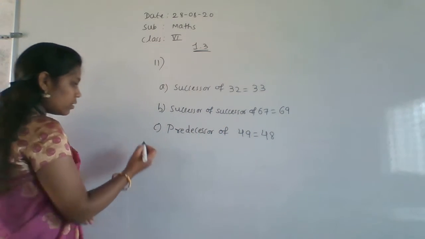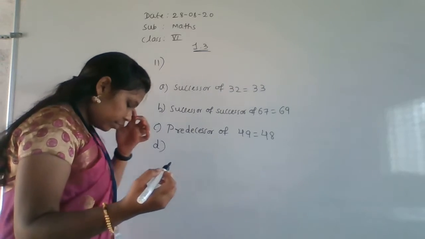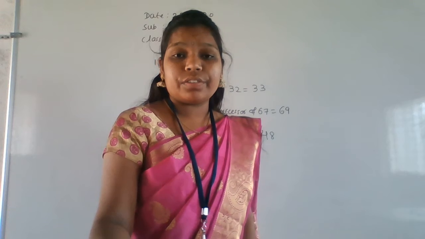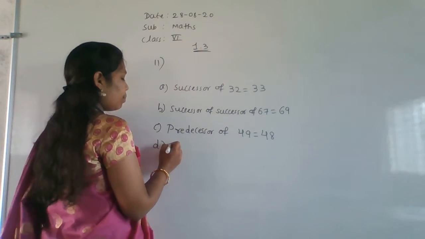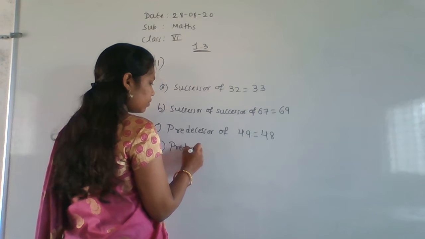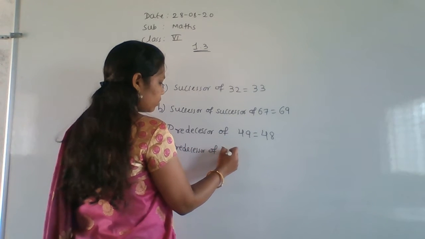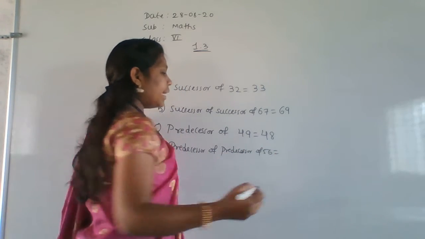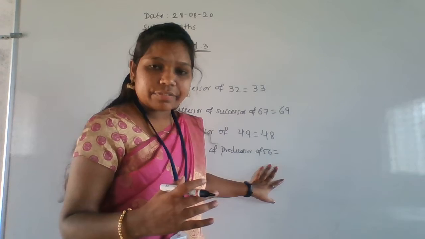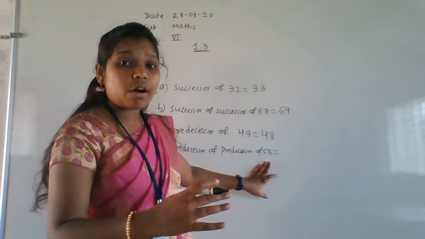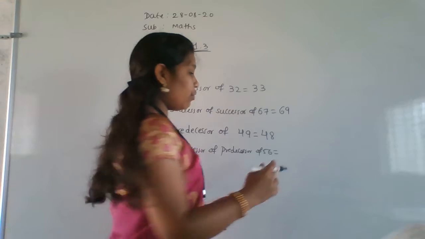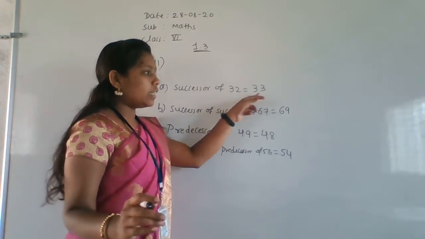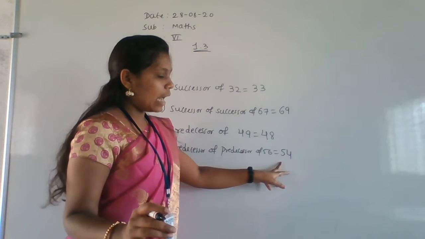Okay, so next D. D is the predecessor of the predecessor of 56. Predecessor of 56 is 55, and predecessor of 55 is again 54. You have to write here 54. So now we got the four numbers: 33, 69, 48 and 54.